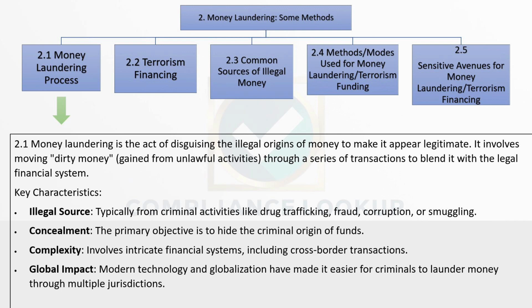Global impact: in today's interconnected world, criminals exploit modern technology and globalization to launder money across multiple jurisdictions. This makes it easier to move money around and harder for law enforcement to track it. A real example is the infamous Panama Papers leak, which exposed how wealthy individuals and criminals used offshore companies and international banks to hide assets and launder money across borders.